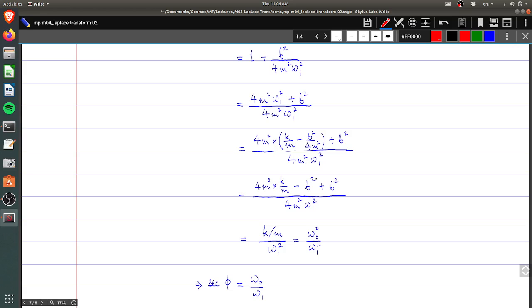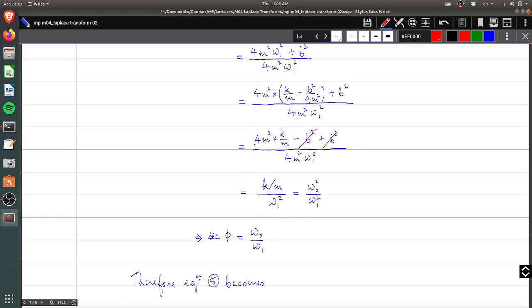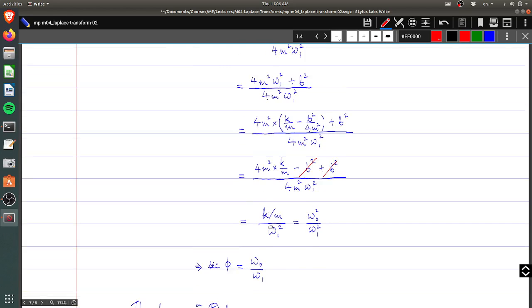Consequently, this minus b square and this plus b square will cancel out. Once they cancel out, this 4m square and this 4m square will also cancel out. So what we have here is k by m by omega 1 square. This k by m is nothing but omega naught square, which we had defined for the simple harmonic case. So omega naught by omega 1. Okay, and what was there on the left hand side?